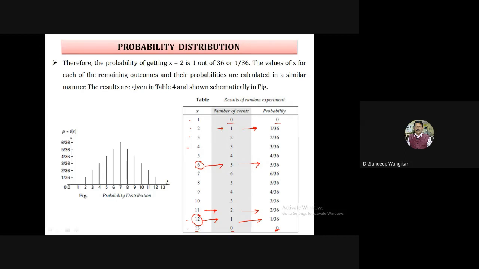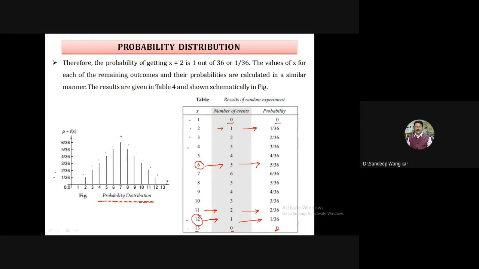Okay, now if I want to plot it, how will the probability distribution look? See here. For the value 1, the value is 0, for 13, the value is 0. For 2, the value is 1 by 36. On the left hand side, it is 1 by 36, 2 by 36, 3 by 36, 4 by 36, 5 by 36, and 6 by 36 as the maximum value. Then again 5, 4, 3, 2, 1.